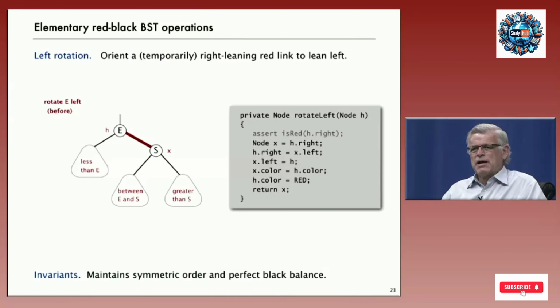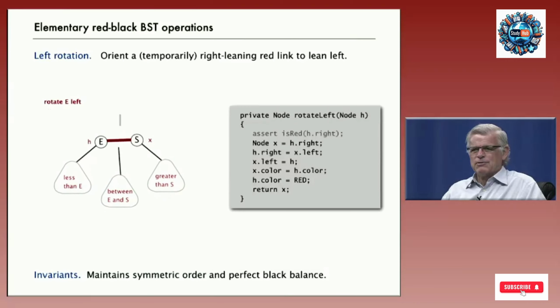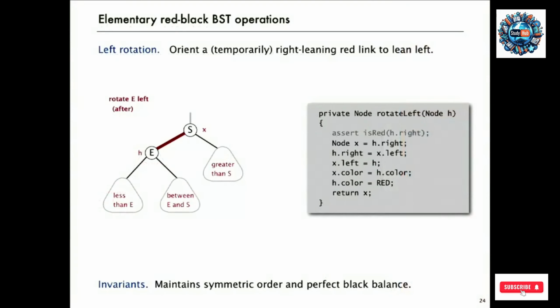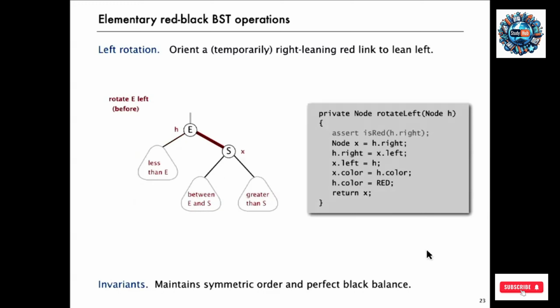So in this case, we have the right link of E points to S, and S is red, so that's a right-leaning red link. And so that's the before, and what we want to do is reorient things so that it leans to the left. And again, that has to be a local operation that only changes a few links. And just from the diagram, it's not difficult to see that this little bit of code will do the job.